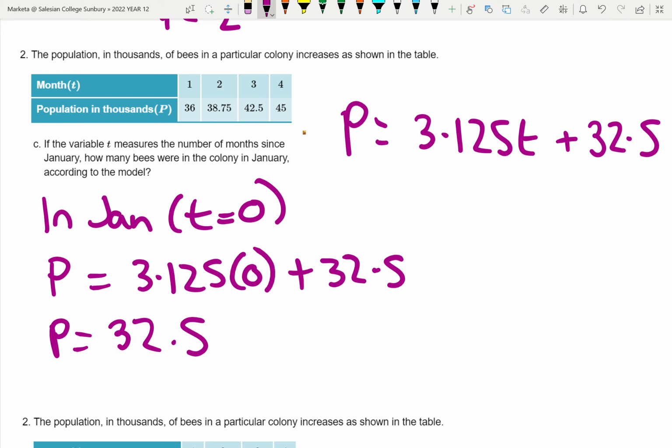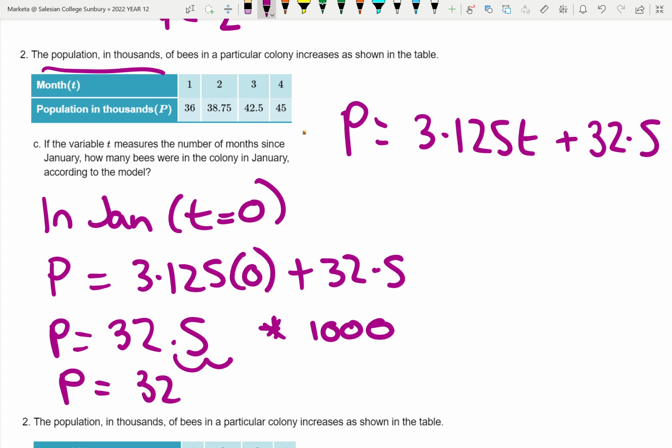Now be careful because this is thousands of bees. So you're going to be multiplying it by 1,000 then. So, well, let's do that. It sounds ridiculous if you have 32.5 bees there, so it's quite obvious that something's wrong. And then you can look back and you can see that the population is in thousands. So 32.5, jump your decimal point 3 times, 500 bees.